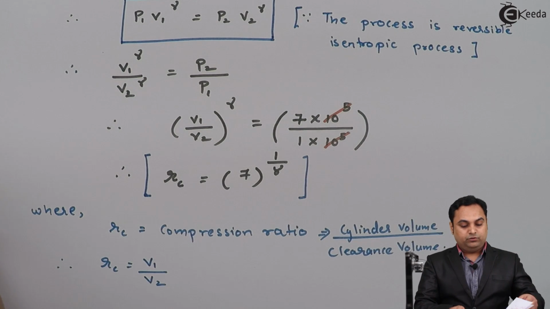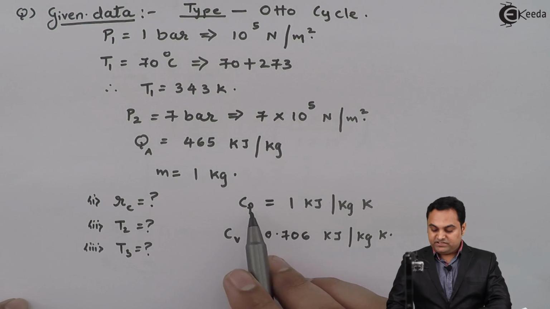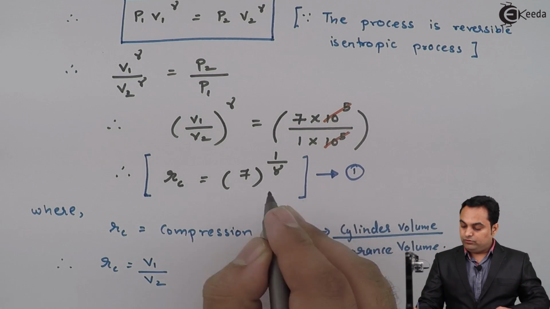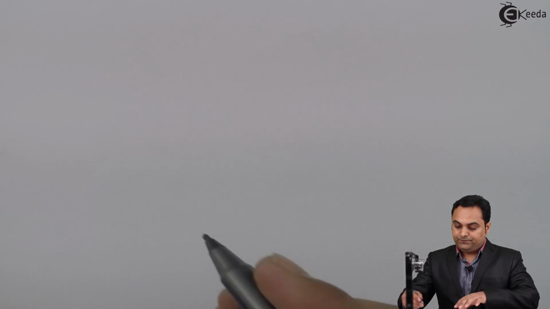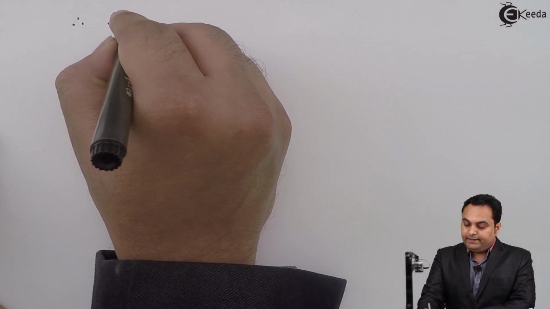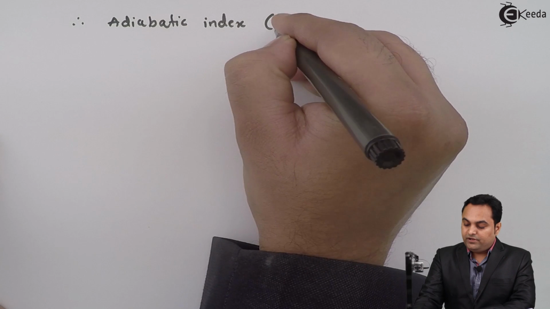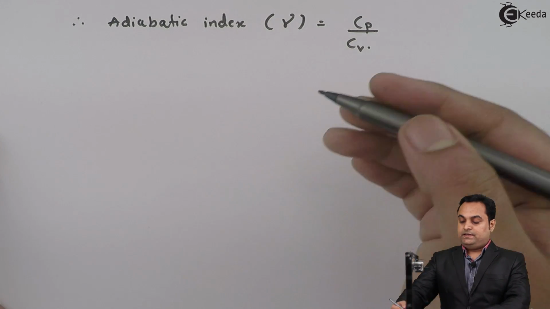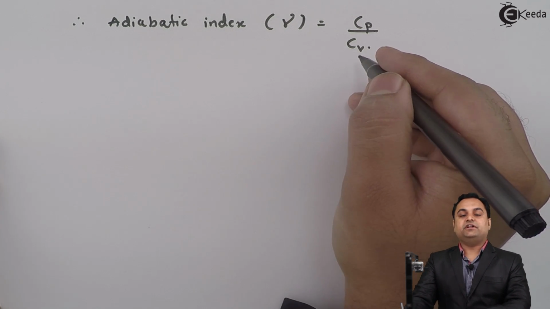Now this gamma value we don't have. It is not given in the data, but Cp and Cv values are given. So I'll keep this as equation number 1 and go for the calculation of gamma. Gamma is called the adiabatic index. Gamma is equal to Cp upon Cv, that is the relation of gamma. Cp is specific heat at constant pressure, Cv is specific heat at constant volume.